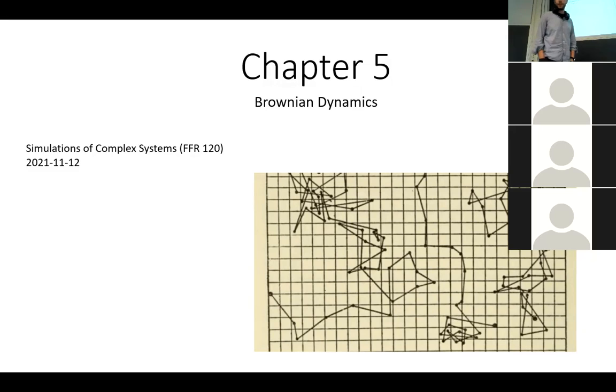Here are some trajectories that were manually recorded by an experimentalist, Jean Perrin. He was making manual recordings of these microscopic particles' locations inside the environment, and then he made the first quantitative experiments on Brownian motion. But why do these particles move around in the liquid?